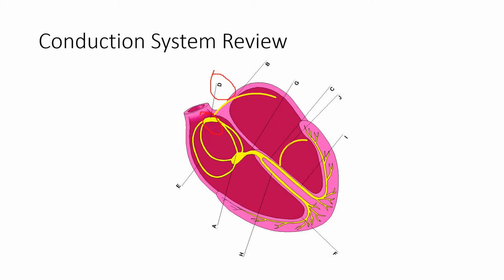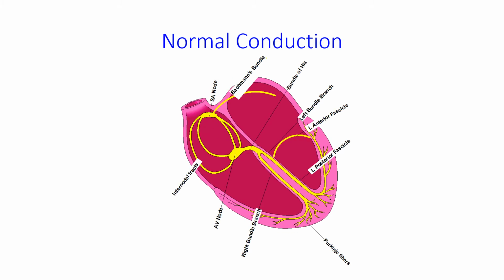And in the left, C is the left, H is the right, and then the C will break off into your J, which is your anterior fascicle, and your I is your posterior fascicle. And then finally, that impulse will end up in the F, the Purkinje fibers, which will therefore rapidly conduct the rest of the myocardium to allow it to depolarize. And here's a picture of all of the labels.